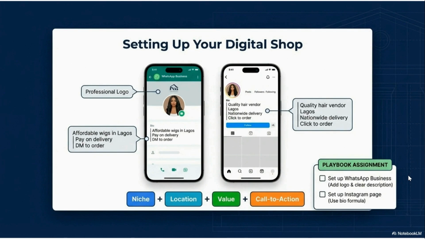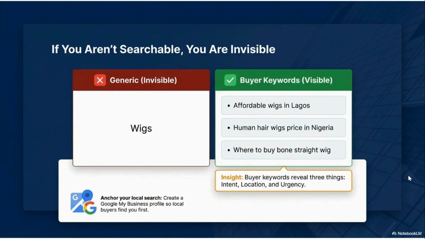So this is how you set up your business description. Ensure that your niche is included, your location is there, the value you are offering, and then a very strong call to action. Call to action is what you want people to do after reading your business description, like "DM to order" or "click below to order," and so on. So I've addressed this. Instead of saying "I sell wigs," say "I sell affordable wigs." Okay, "I sell budget and quality wigs."